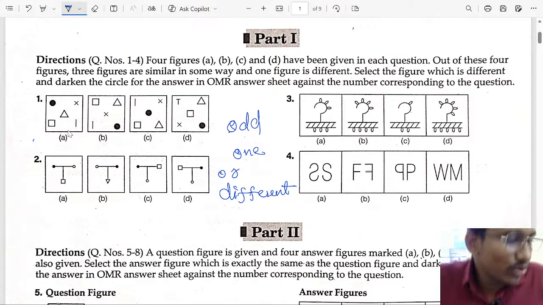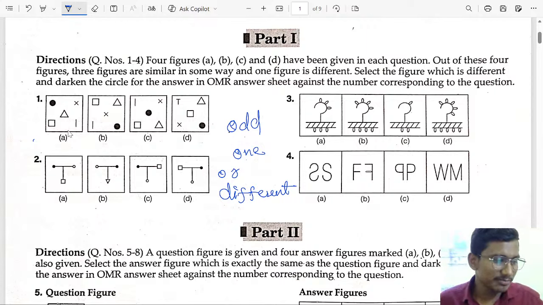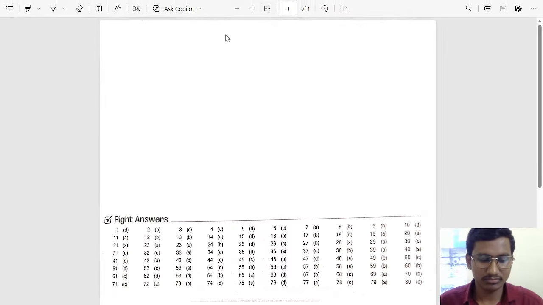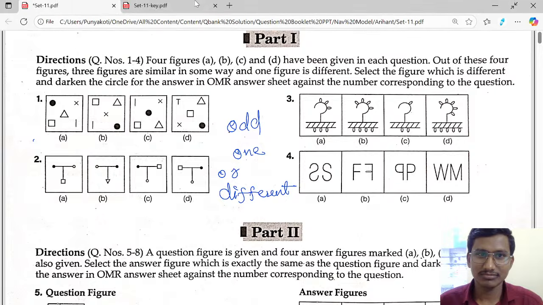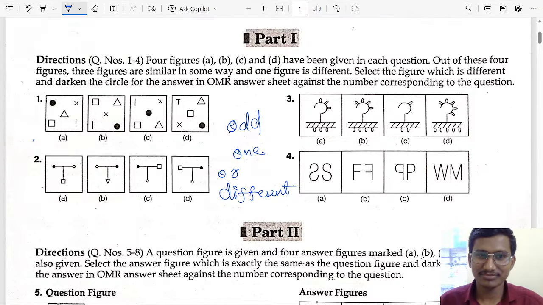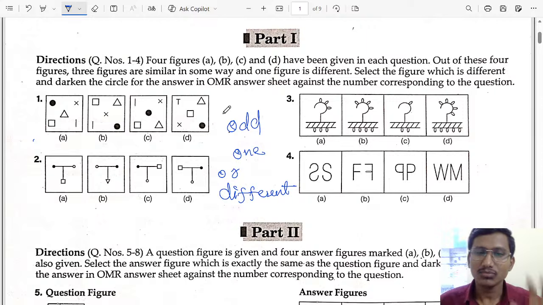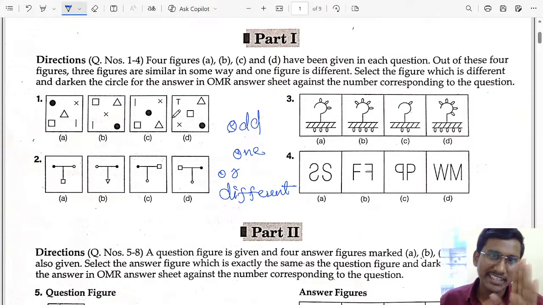So what will be the answer, students? Tell me for the first question. So in all the questions, let us discuss the answers now.